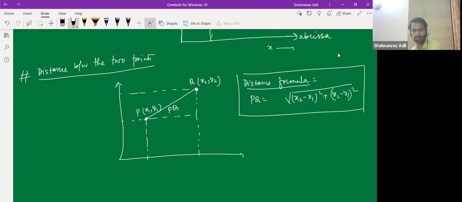Noted, Rifa. I am writing the formula. Okay, yeah, please.